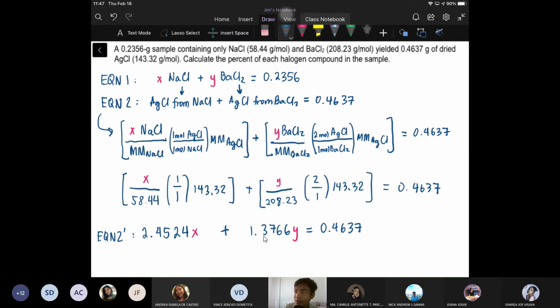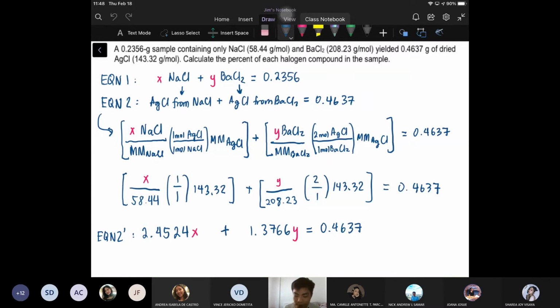Okay? So, for AgCl from barium chloride, so ito yon, that can be described by this term, 1.3766y, wherein yung y, that is the mass of barium chloride. No? So kung alam ko yung value ng y, imumultiply ko lang yun dito, I will get the mass of AgCl produced from barium chloride. No? Tapos pag pinag-add ko yung dalawang yan, that will be equal to the precipitate mass.